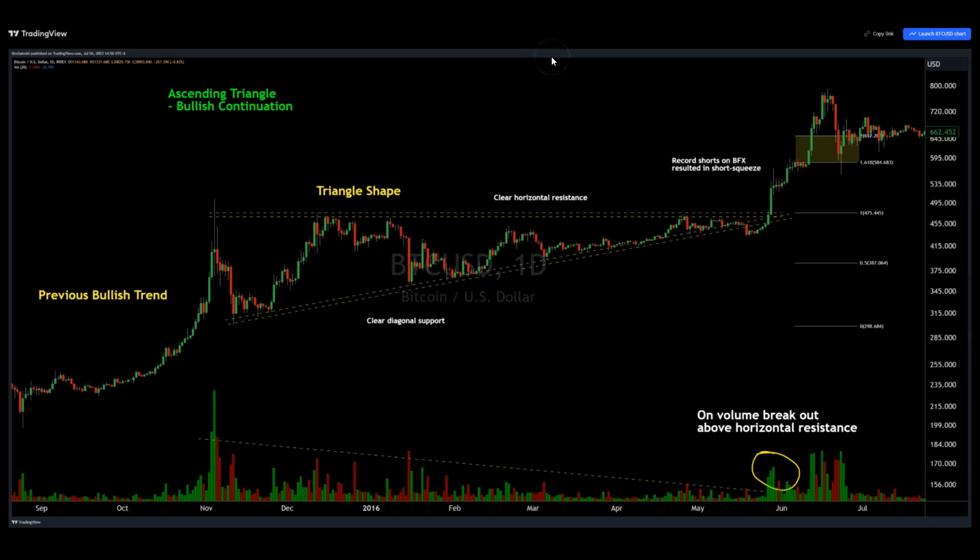Going to move on to triangles now. Triangles are pretty easy to identify because the good ones take forever to play out. This isn't a decade-long triangle on Bitcoin back in the day, 2015, 2016. But it was 260 days, 270 days. There was drama. There was capitulation. There was even a fake out here, right? So this is an ascending triangle, bullish continuation.